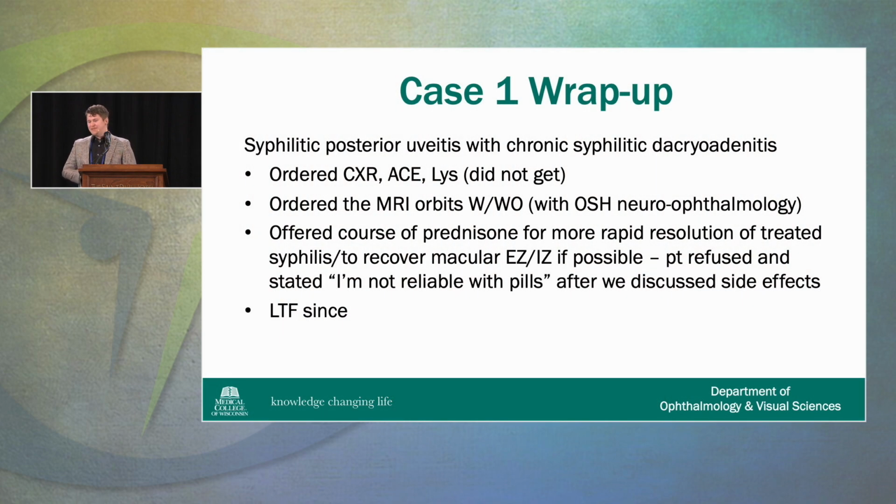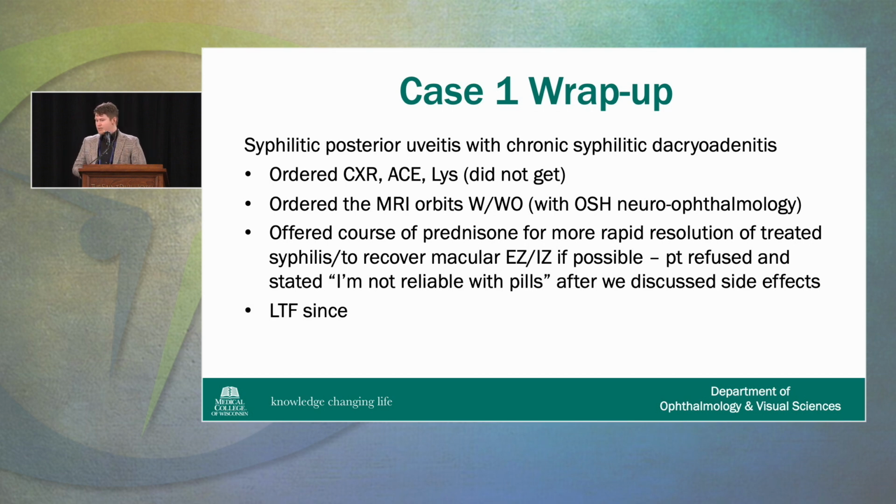So to wrap up, we have syphilitic posterior uveitis with chronic syphilitic chorioretinitis in this case. We ordered the chest x-ray, ACE and lysozyme to make sure that he doesn't have a concurrent sarcoid process causing that chorioretinitis. He didn't get them. We did get the MRI brain and orbits because he saw his neuro-ophthalmologist one more time and they encouraged him to do so. I'll show you the results in the next slide, but it's relatively not important.